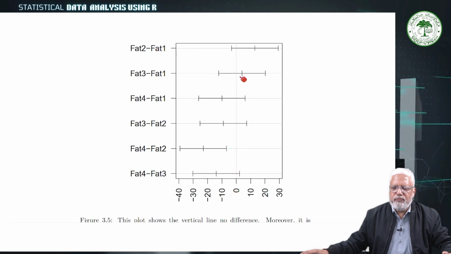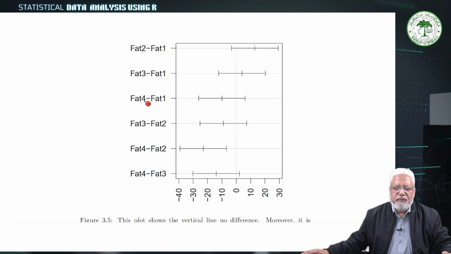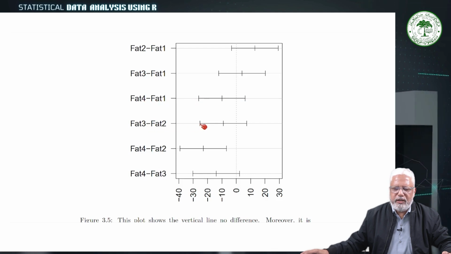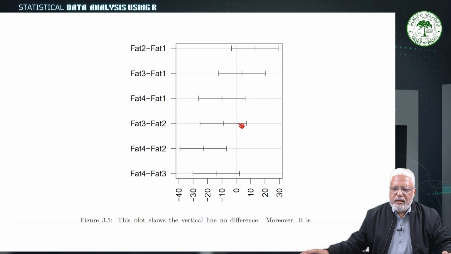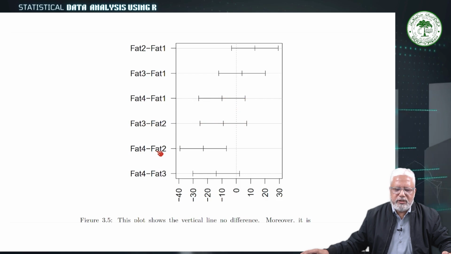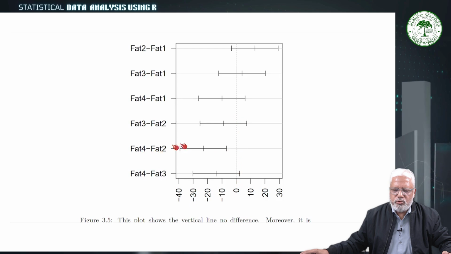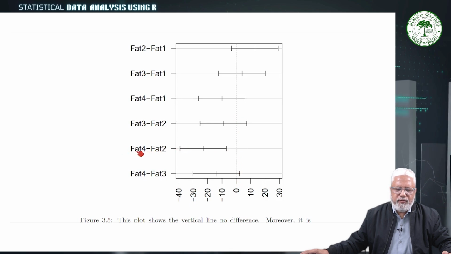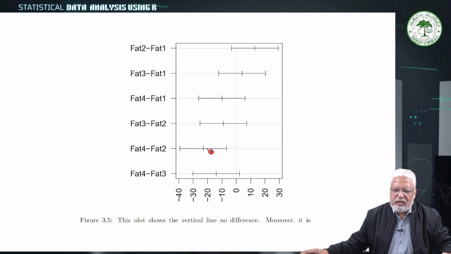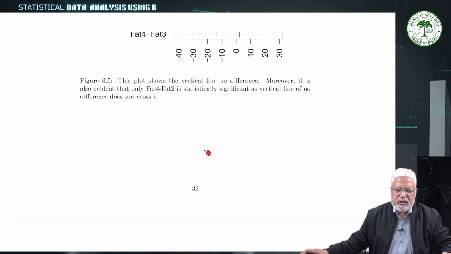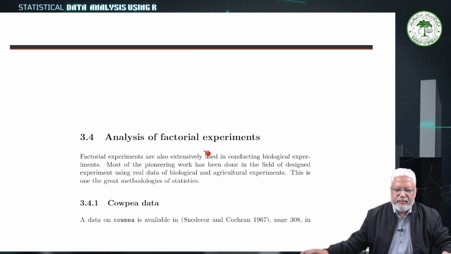Fat 3 versus fat 1 is also not significant. Fat 4 versus fat 1 is not significant. Fat 3 versus fat 2 is also not significant, whereas fat 4 versus fat 2 is not being crossed by the vertical line at 0. So this contrast, fat 4 versus fat 2, is significant. This is the interpretation of these figures.